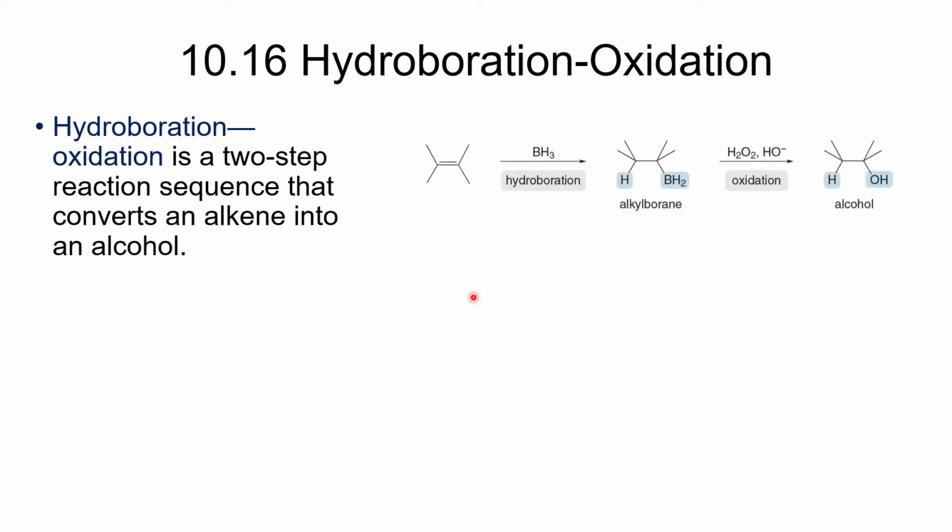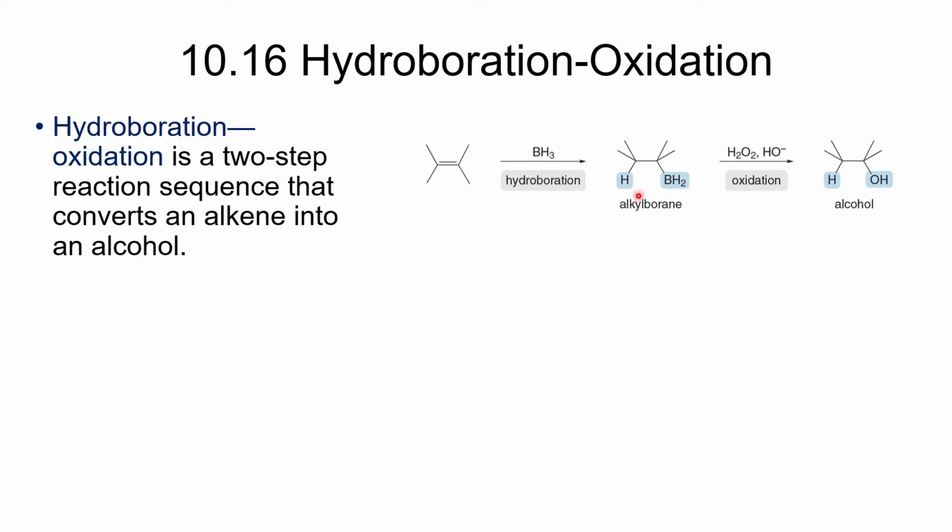The first step is the addition of BH3 across the carbon-carbon pi bond to form what we call an alkyl borane.